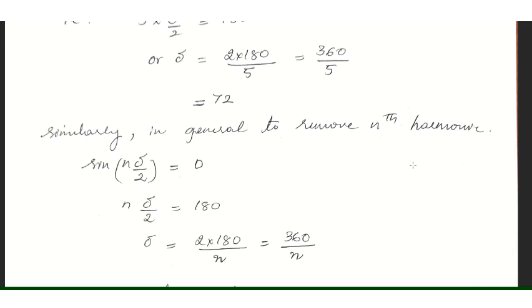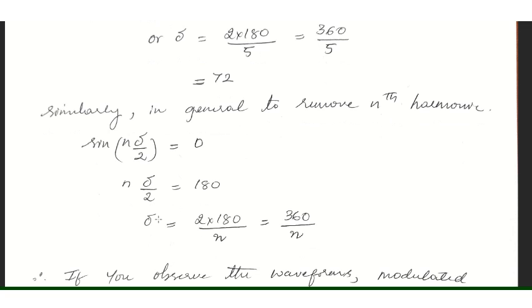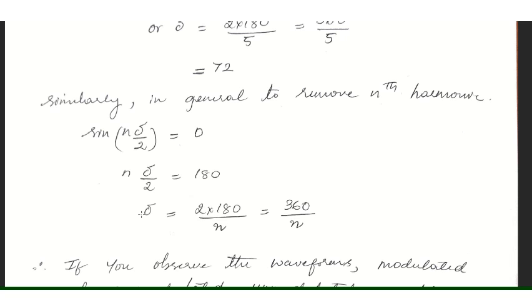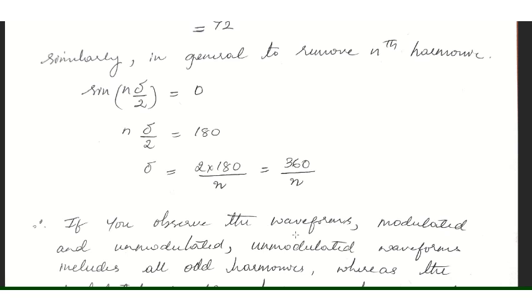So to remove the nth harmonic component, n delta by 2 should be equal to 180, from which delta should be equal to 360 by n. So for whichever harmonic component you want to remove, the delta should be maintained at 360 by n degrees. That will remove the particular harmonic component from the output voltage.